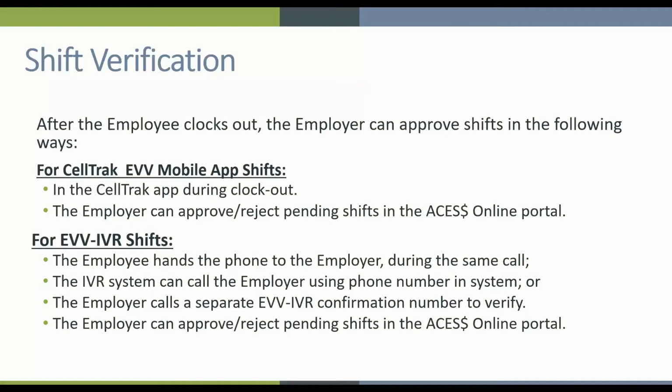Now, for both CellTrack and shifts submitted via IVR, all of that flows into Access Online. It can be viewed in Access Online, it can be managed in Access Online. Any shift that is pending the employer's attention, meaning it's not yet been approved by them, can be approved or rejected. Again, you should never approve time unless it looks accurate. Once it's sent for approval to Access, we're going to do our best to process that and reach out unless there's any actions needed.